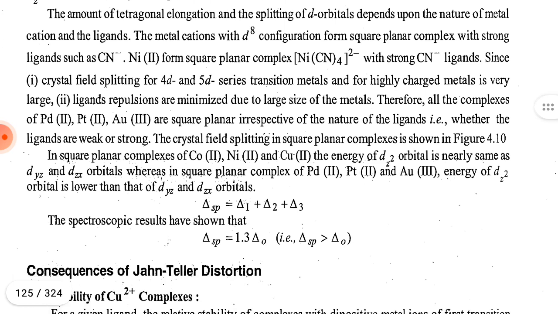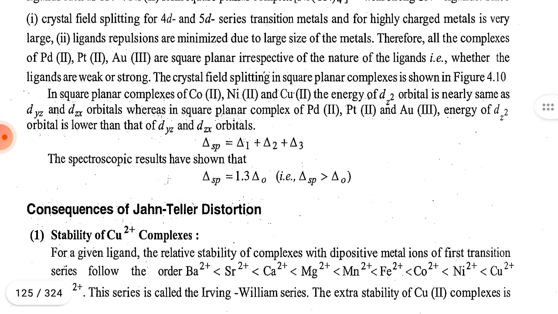The amount of tetragonal elongation and the splitting of the d orbitals depend upon the nature of the metal cation and the ligand. Metal cations with d8 configuration form square planar complexes with strong ligands such as CN-. Nickel(II) forms square planar complexes, for example [Ni(CN)4]2- with the strong CN- ligand.